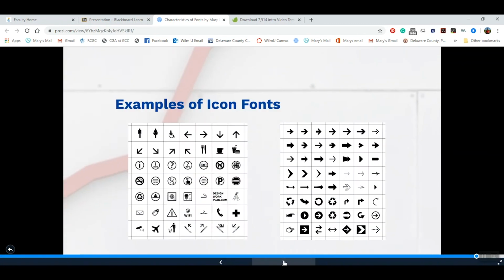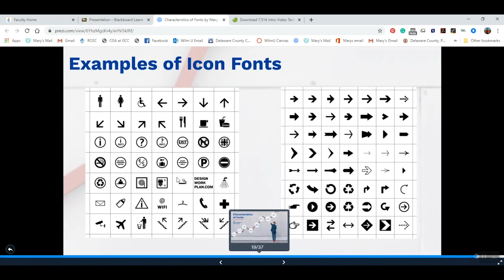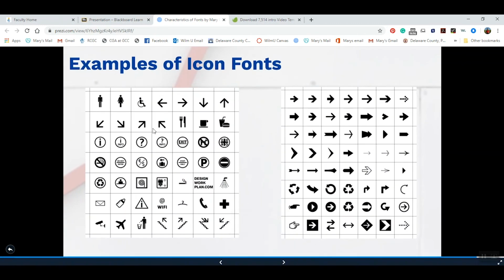All right, so let's see some examples. So here's an example of some iconic fonts. So instead of seeing letter formations, we're going to see symbols. So in this case, this is where we get the universal handicap symbol, arrows, different symbols. Here we've got different arrows. And I'm going to show you that in a future hands-on activity that we're going to do.